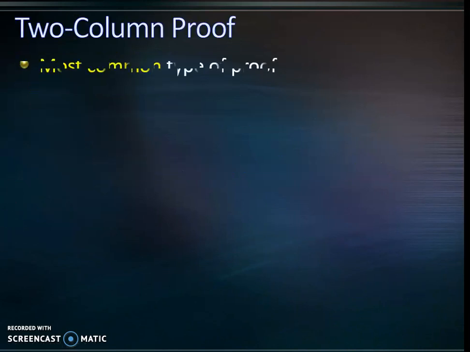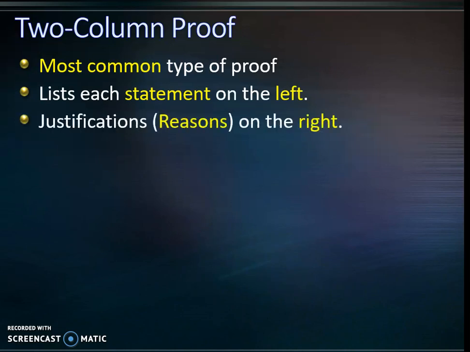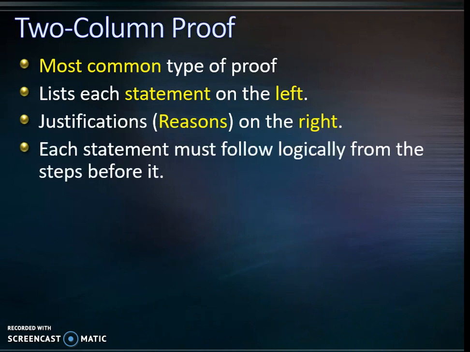So 2-column proof is the most common type of proof. It lists each statement on the left, and the justification, the reasons, on the right. Each statement must follow logically from the steps before it. So this is the most common one that we're going to use. We're going to follow these bullets. Always use these notes until you get familiar with it.